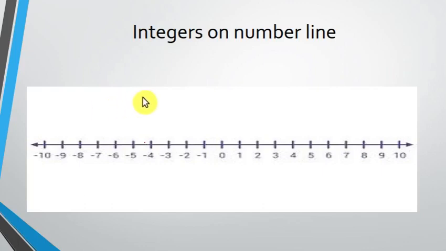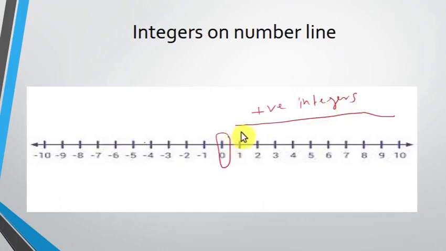Now, I am going to draw a number line and explain one by one. 0 lies in the middle of the number line. 1, 2, 3, 4, 5, 6 are positive counting numbers. So, these are the positive integers. They lie on the right side of 0.